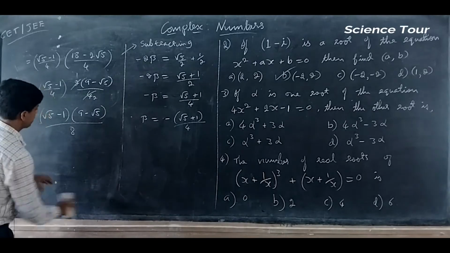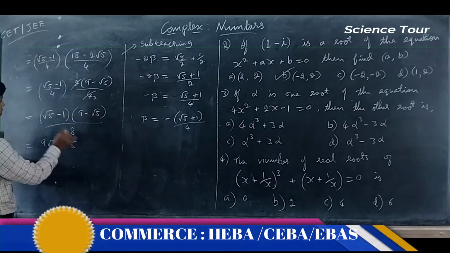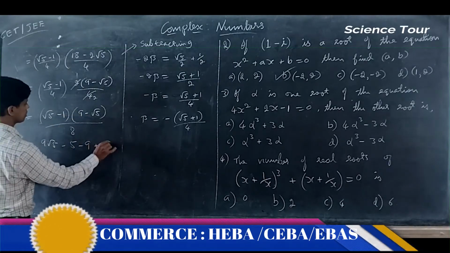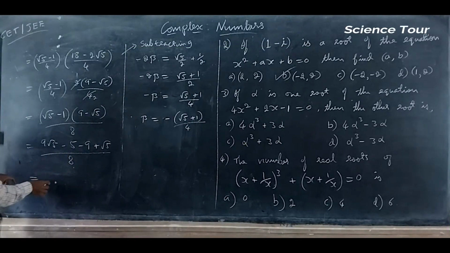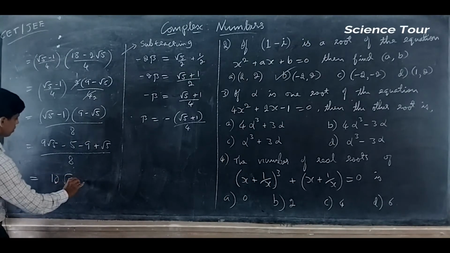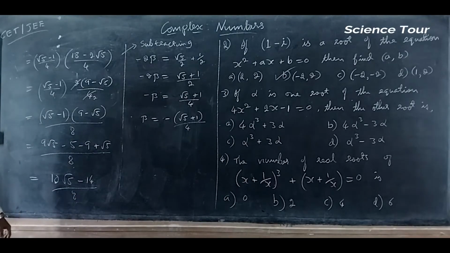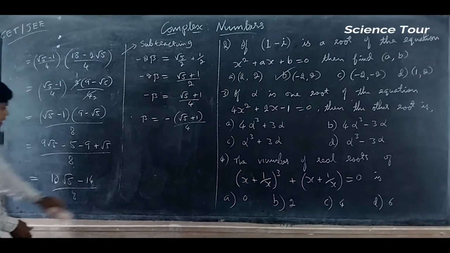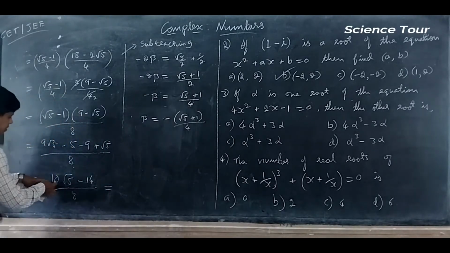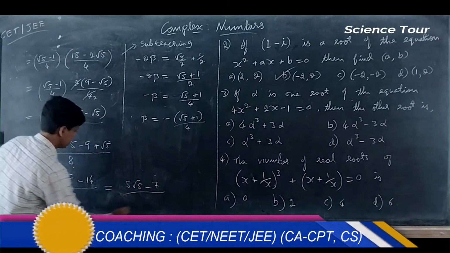Yes. So let's multiply it. We are very close. Now 9 root 5, and then minus 5 minus 9 plus root 5, divided by 8. So 9 plus 1, 10 root 5 minus 14 divided by 8. If you take 2 common, what you get here is (5 root 5 minus 7) divided by 4.